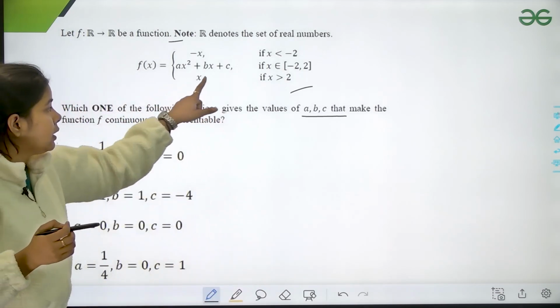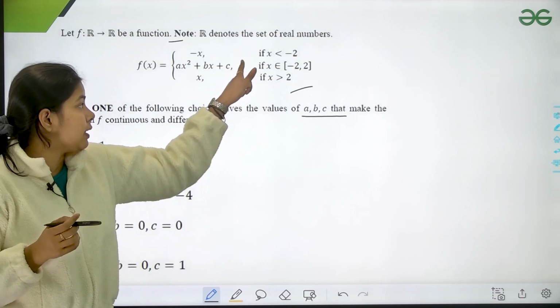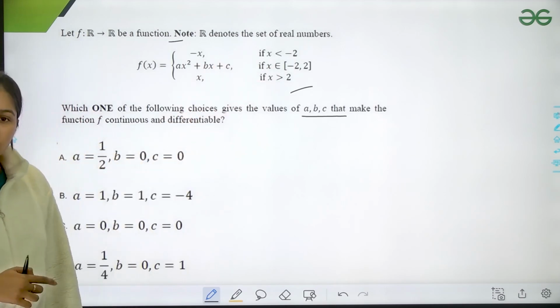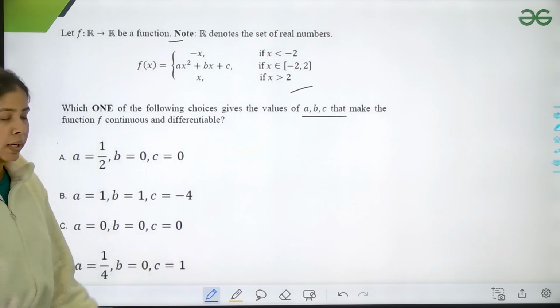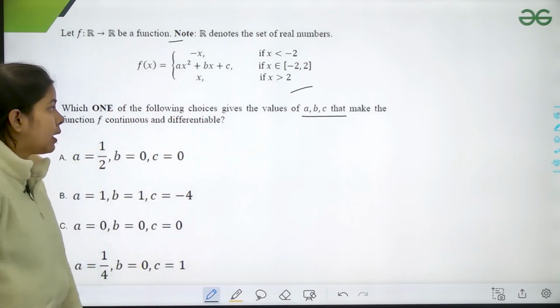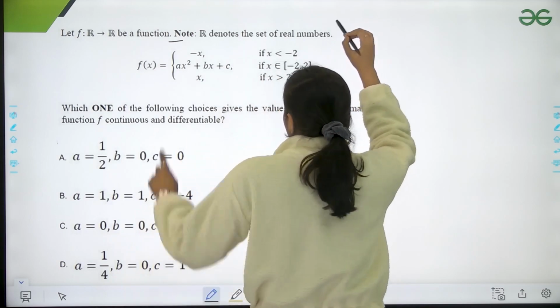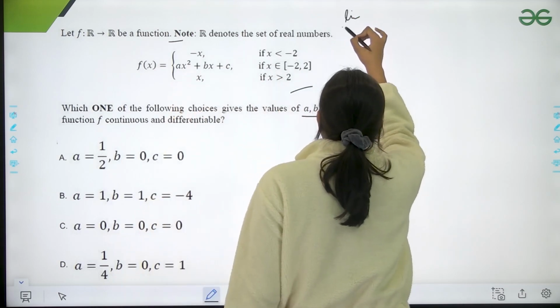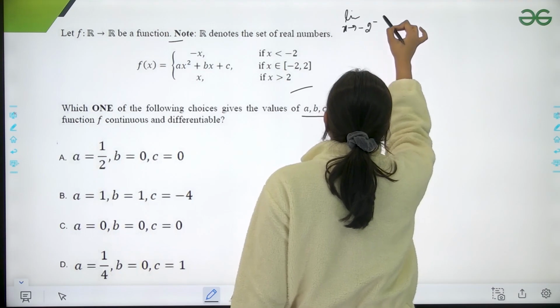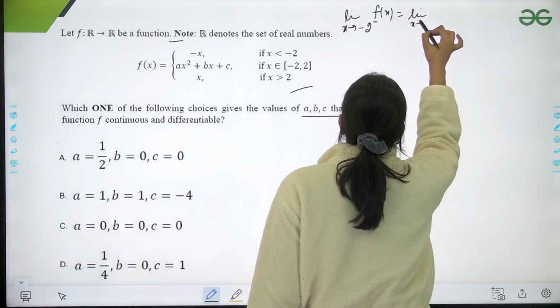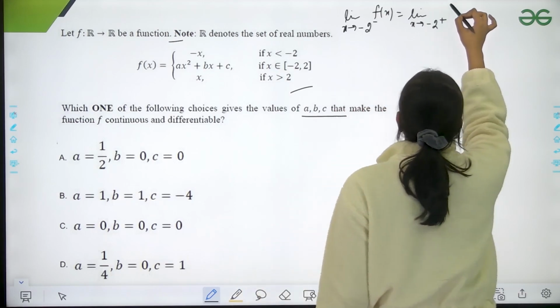So for continuity, the function values at endpoints would be equal. That means limit x approaches -2 from the negative side would be equal to limit x approaches -2 from the positive side, right? Left hand limit would be equal to right hand limit. So in this case, limit x approaches -2 negative of fx would be equal to limit x approaches -2 positive of fx.